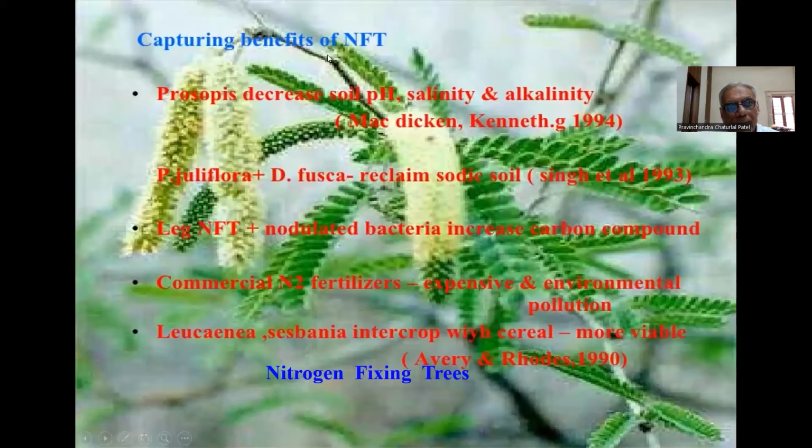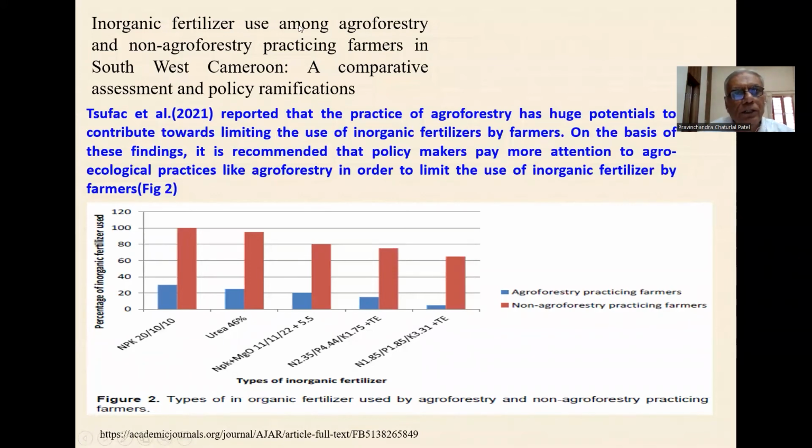Then capturing the benefit of nitrogen fixing trees. So we have seen that. Then, inorganic fertilizer used among agroforestry and non-agroforestry practicing farmers in southwest Cameroon, a comparative assessment and policy ramification. Sep and his co-workers, 2021, reported that the practice of agroforestry has huge potential to contribute toward limiting the use of inorganic fertilizer by farmers. On the basis of this finding, it is recommended that policy makers pay more attention to agroecological practices like agroforestry in order to limit the use of inorganic fertilizer by farmers.